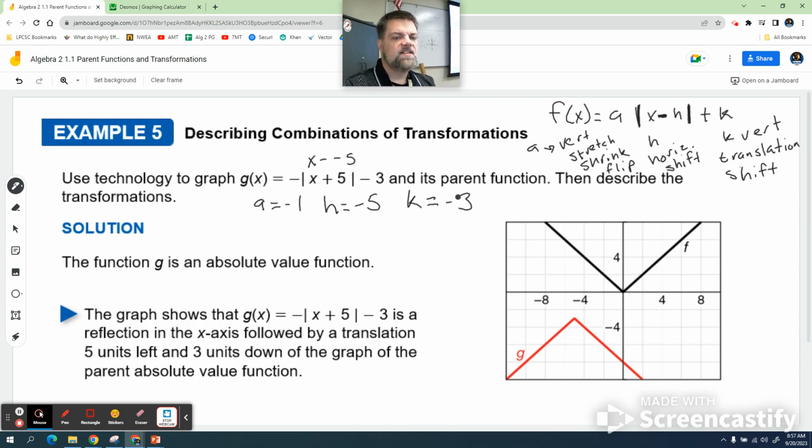So because this is negative, it's going to flip it. A flips it. H moves it 5 units to the left. And k moves it 3 units down. That's what those numbers do. So if I flip this over and move it, I'll end up with that graph of g.